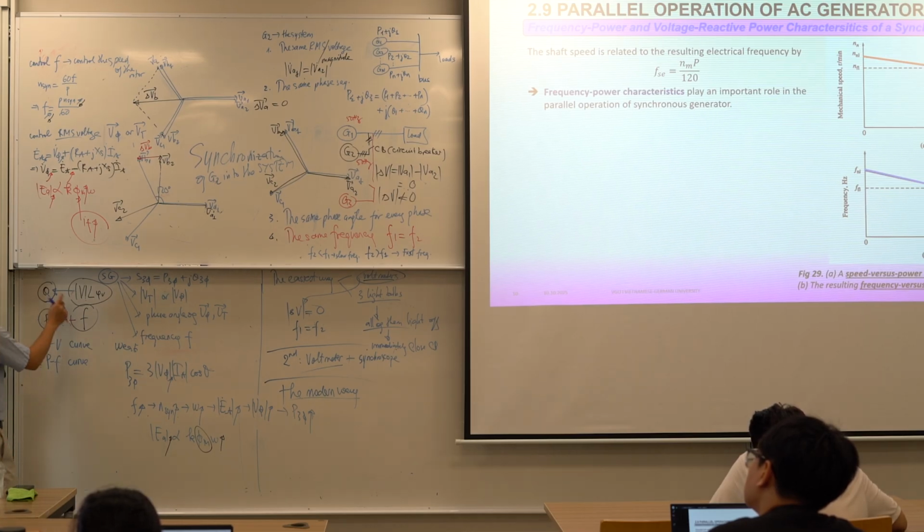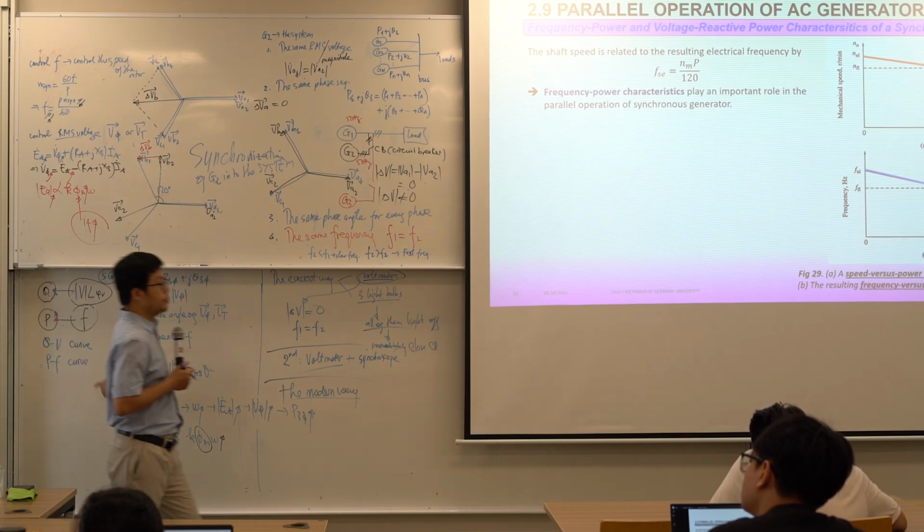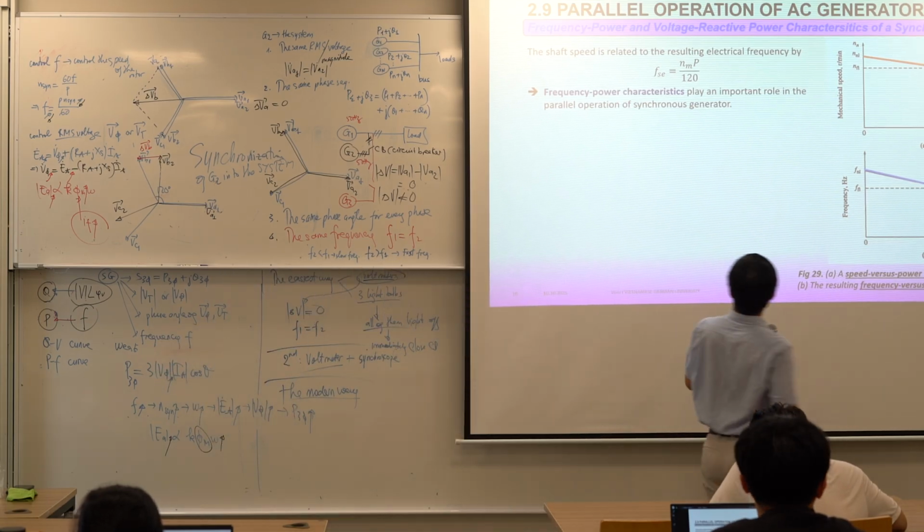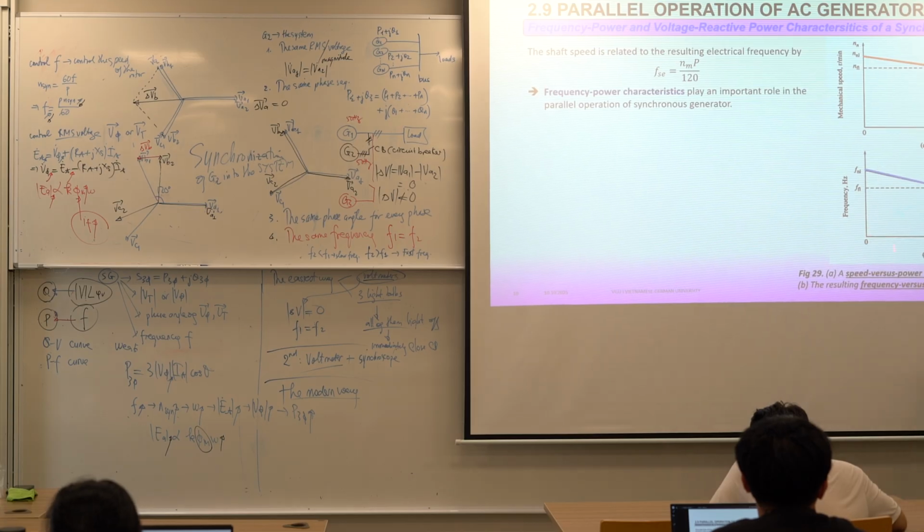Similarly, we have the Q-V curve. You understand? We assume this one is a linear relationship. So we have the diagram here: speed versus power and frequencies.